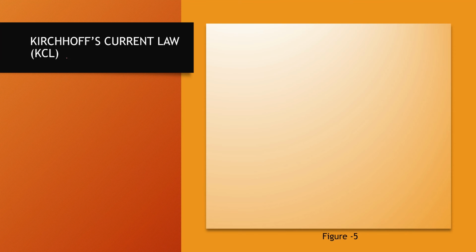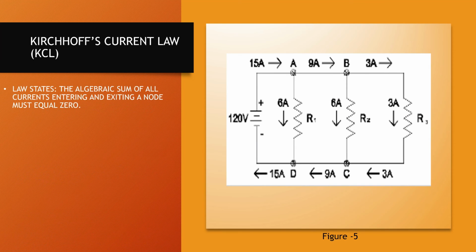So this point is basically Kirchhoff's current law, which states that the algebraic sum of all the currents entering and exiting a node must be equal to 0. And guys, please remember, I'm going to stress this point again and again. KCL is very important when we'll be studying differential protection. Differential protection is based on KCL. So please make sure you understand this very nicely.